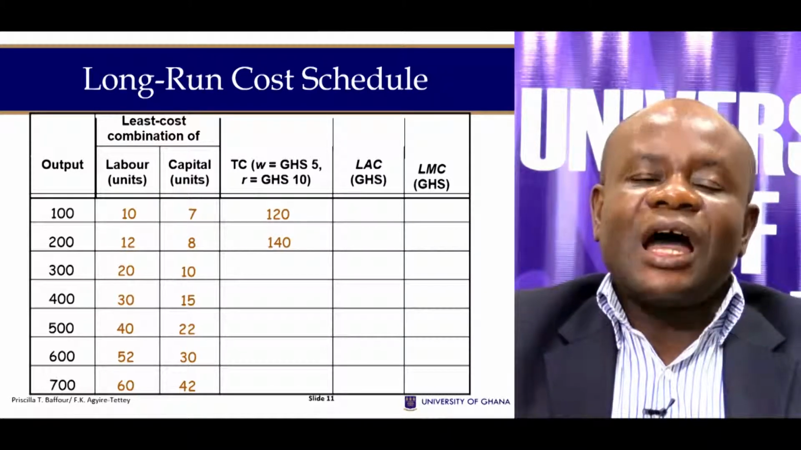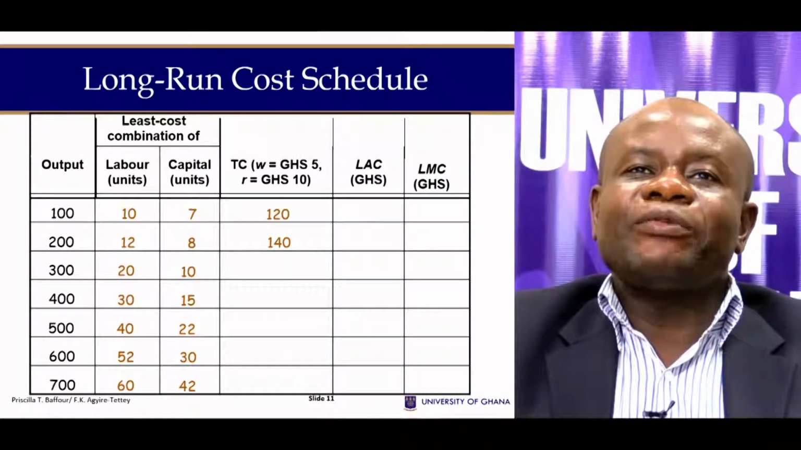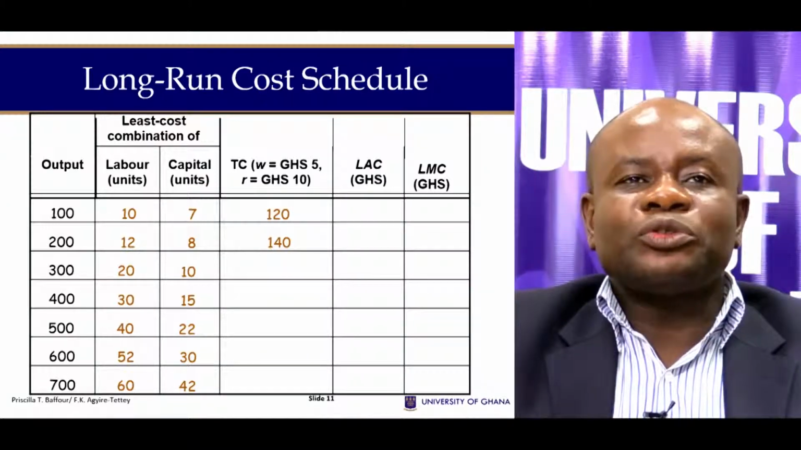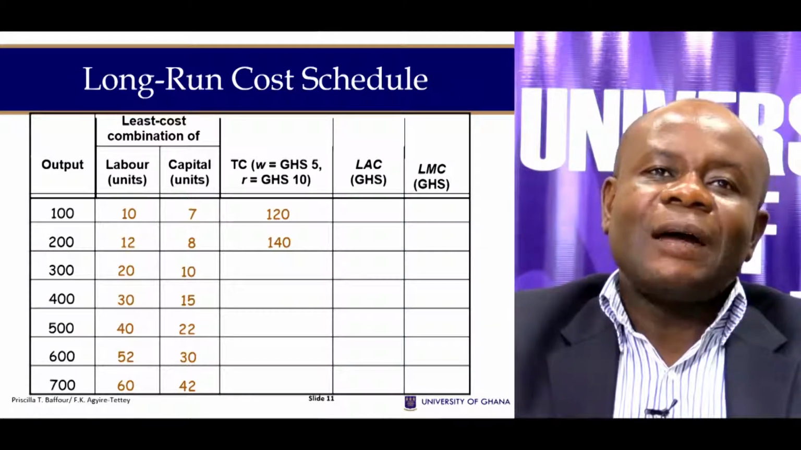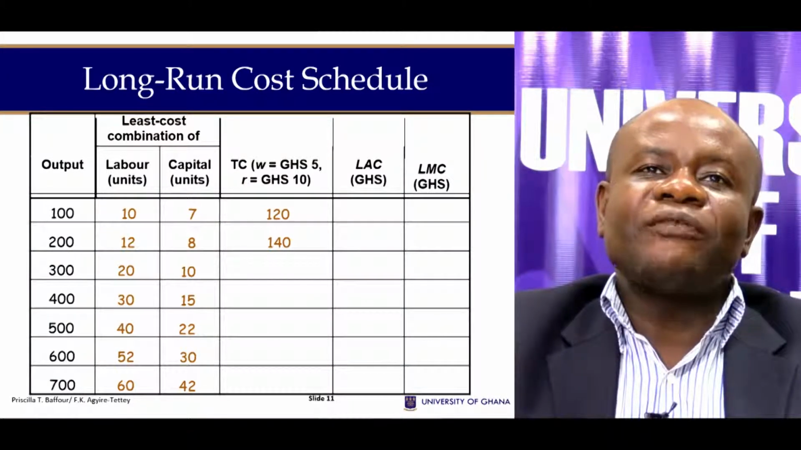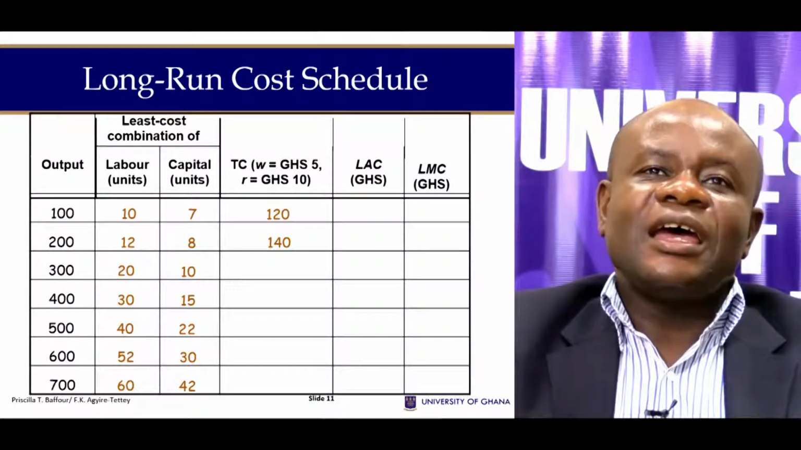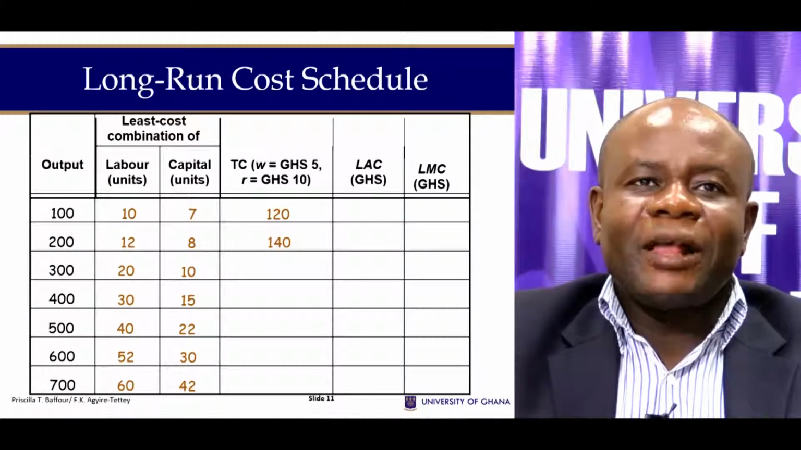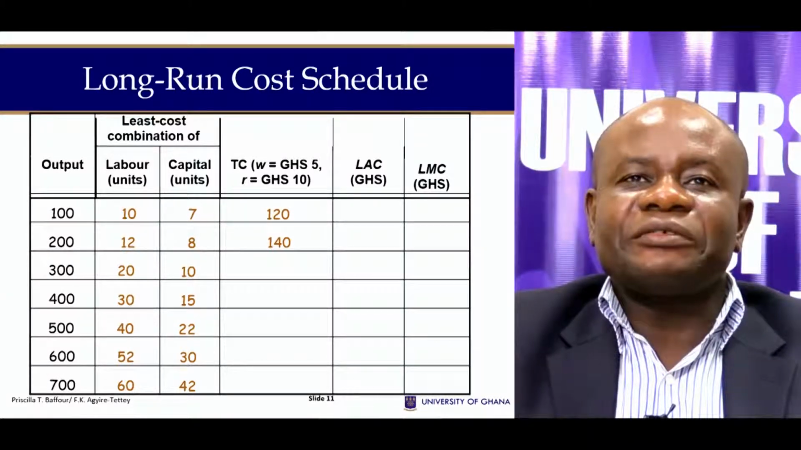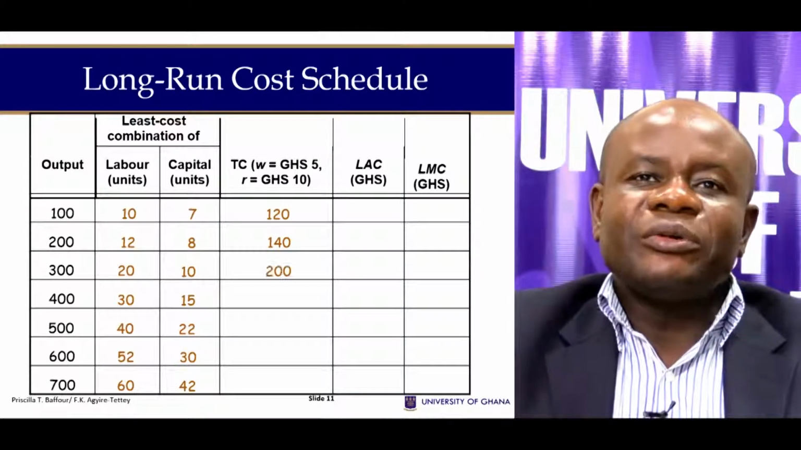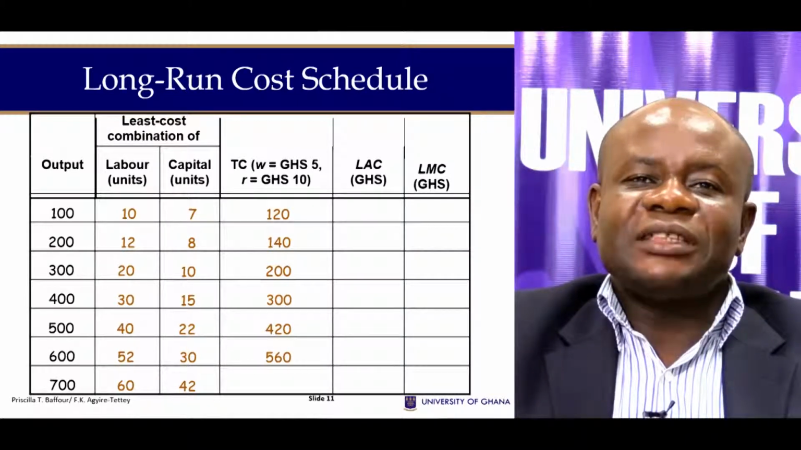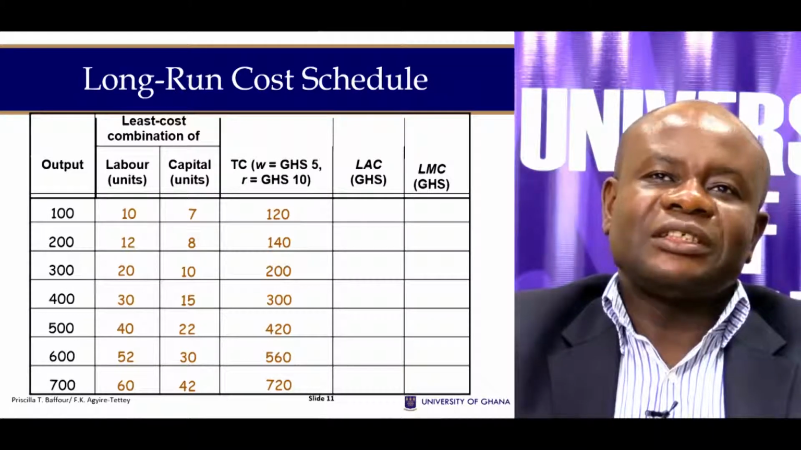We can do that for an output of 200 by multiplying the price of labor, which is 5, by the amount of labor employed, which is 12. That is 60. Then the amount of capital employed, which is 8, multiplied by the unit price of capital, which is 10, is 80. Together, the summation of 60, the expenditure on labor, plus 80, the expenditure on capital, gives you 140. When we do that for the next ones, you get 200, 300, 420, 560, and 720 as the total cost.